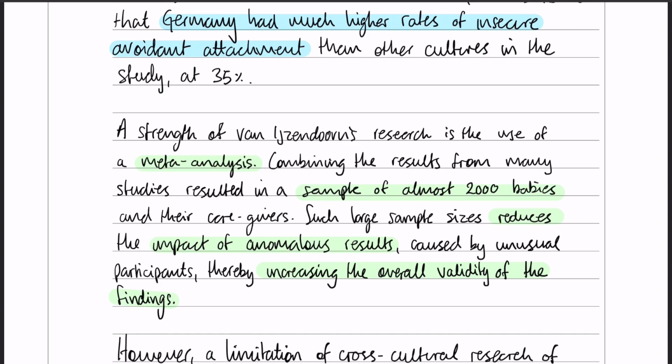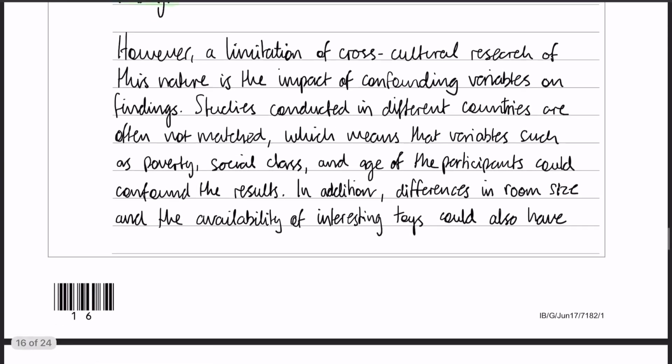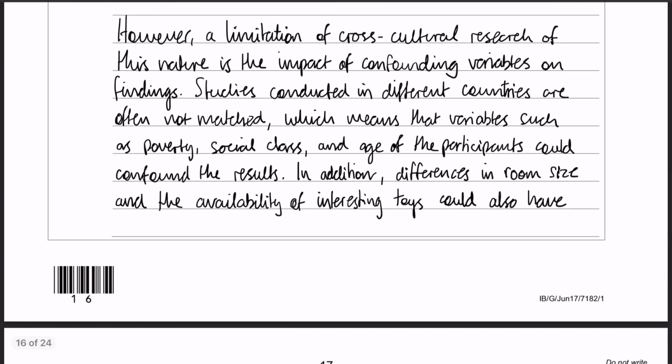All right, and I'm going to do a very similar thing with my second evaluation point, which is a limitation. A limitation of cross-cultural research is the fact that confounding variables can potentially impact the results. Again, I'm talking about the findings. Even though I'm criticizing the method, the poor method has an impact on the findings. So the problem that we have is that confounding variables can be introduced quite a lot.